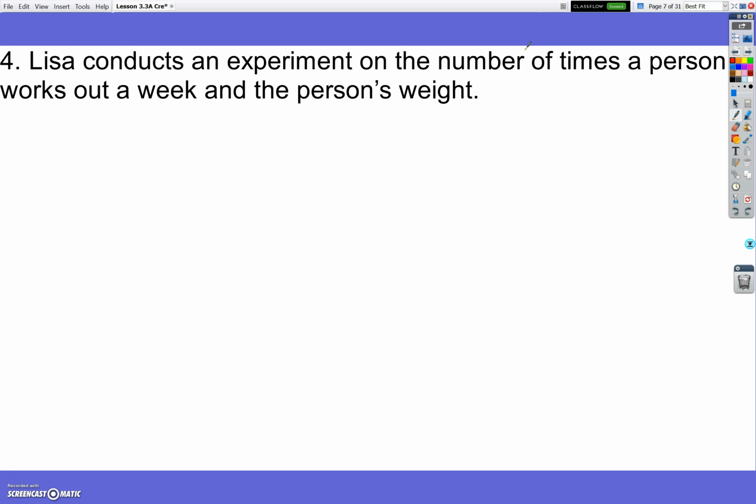Lisa conducts an experiment on the number of times a person works out a week and the person's weight. So she's going to be comparing how often someone works out versus the person's weight. So for instance, maybe if people are more fit, they might weigh less, therefore they might go to the gym more. Versus a person who does not go to the gym and gains a lot of weight, the heavier they are, possibly the less they go to the gym.